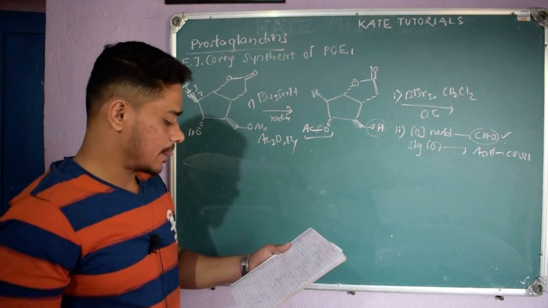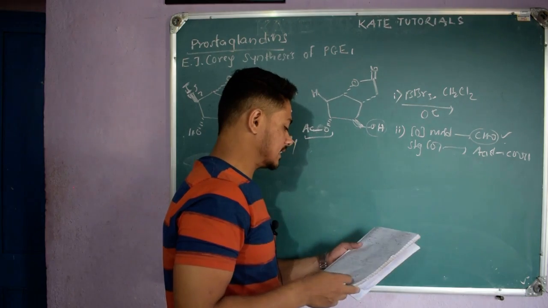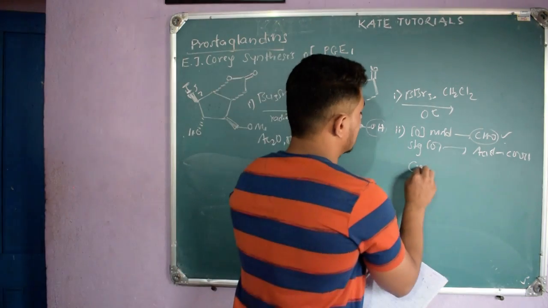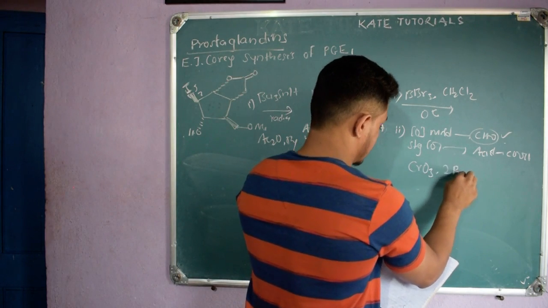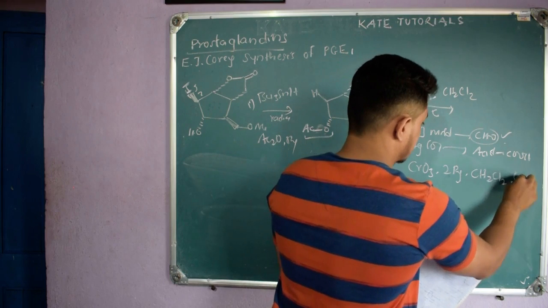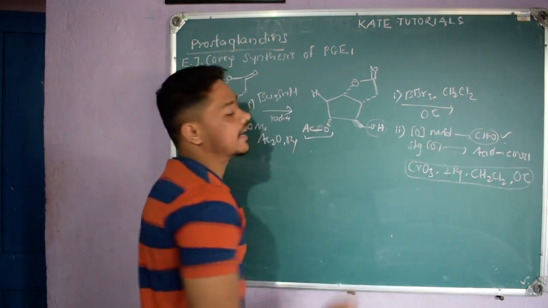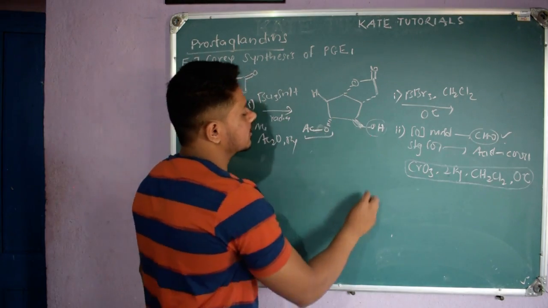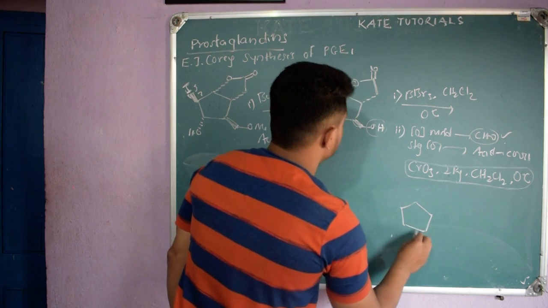Which one will I use? Let me give you the name. I will use a mild oxidizing agent, and that is CrO3 in presence of 2 molecules of pyridine and solvent CH2Cl2, and the reaction at 0 degrees Celsius. Because this compound is a mild oxidizing agent, I will get the oxidized product, that is aldehyde. I will write it like this simply.